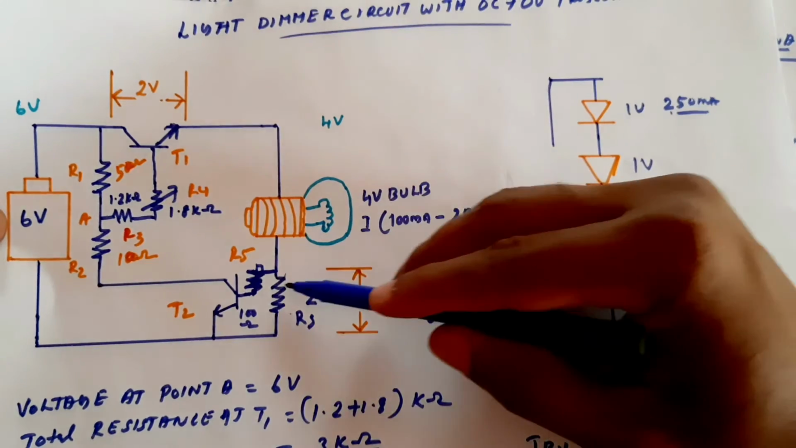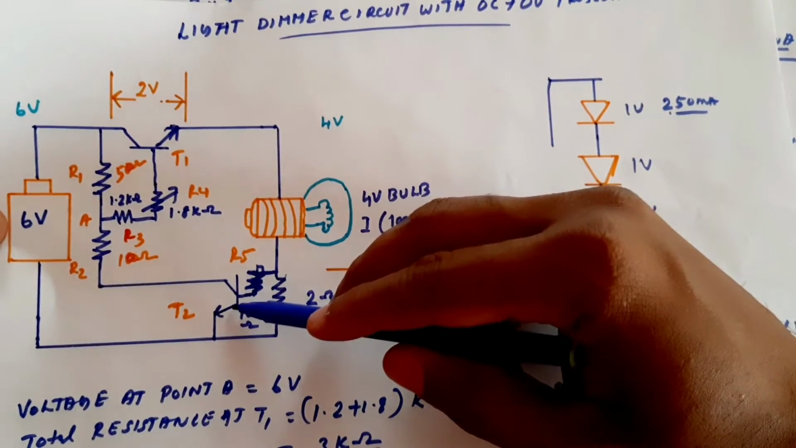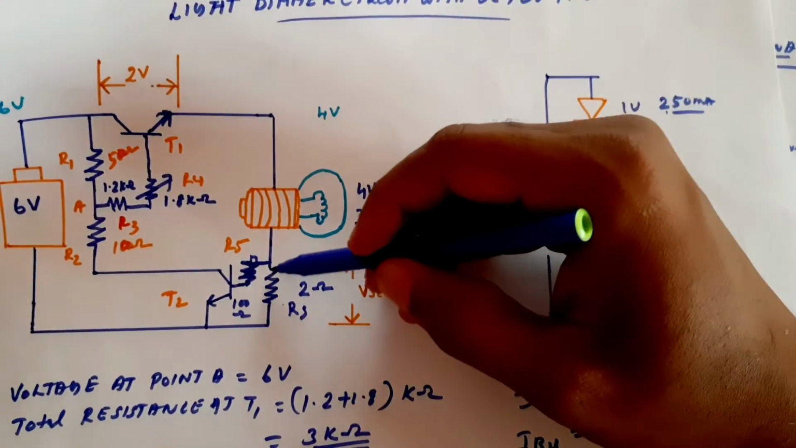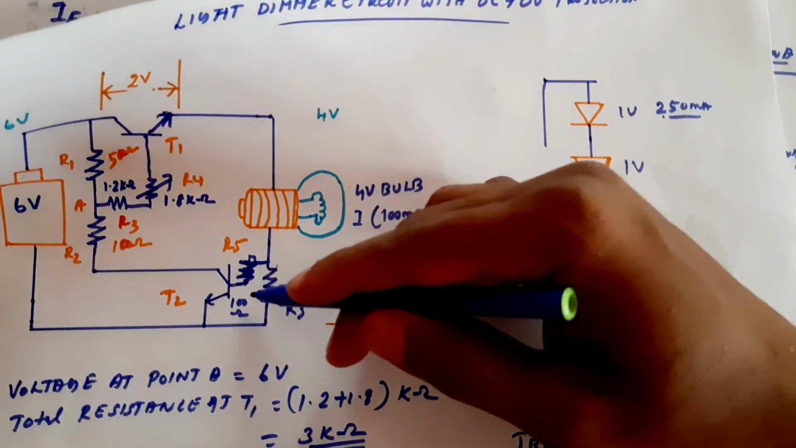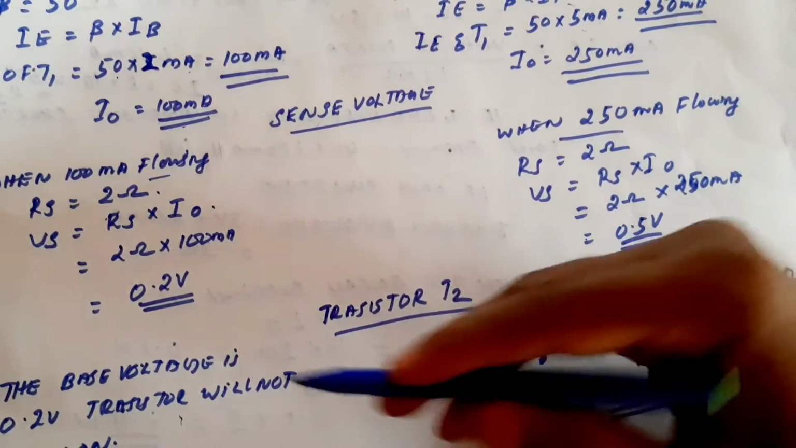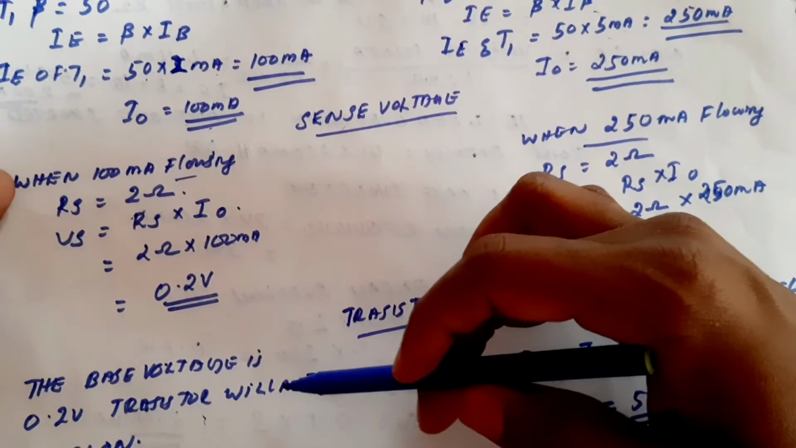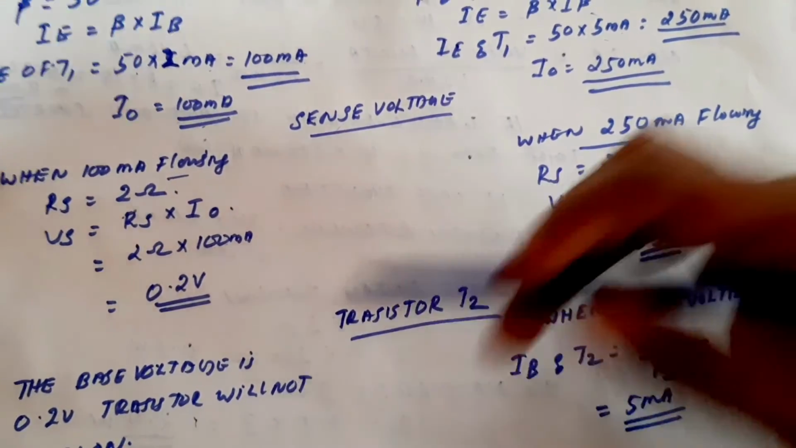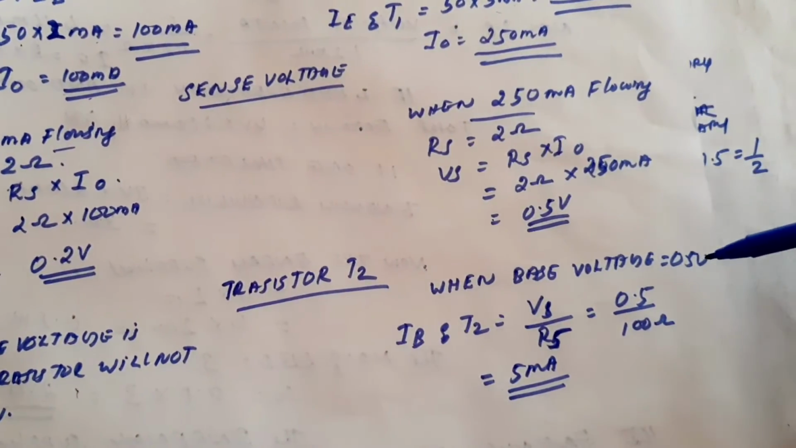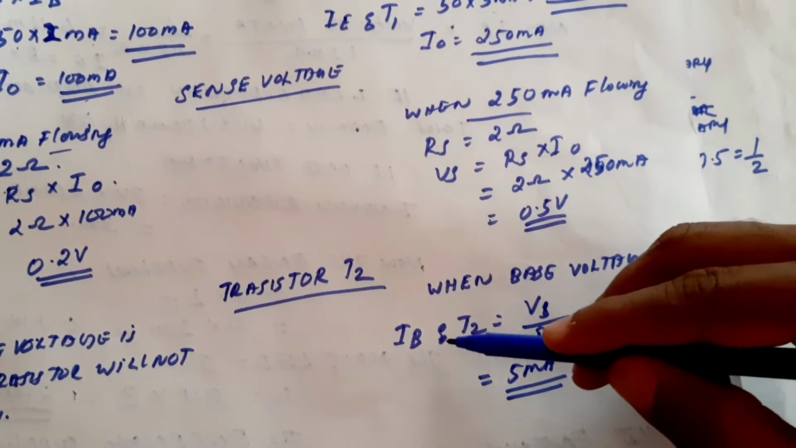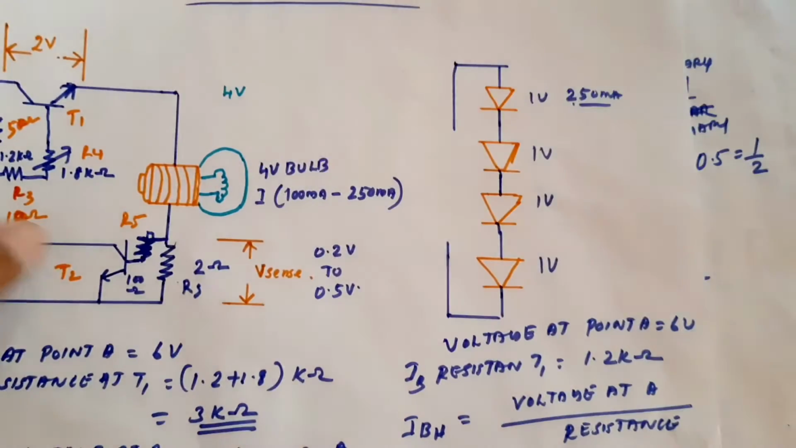When the voltage becomes 0.5 volts, the transistor starts to conduct, and there will be a base current. At 0.2 volt, it is not enough to turn on the transistor. But when the base voltage is 0.5 volt, the base current of T2 flows.